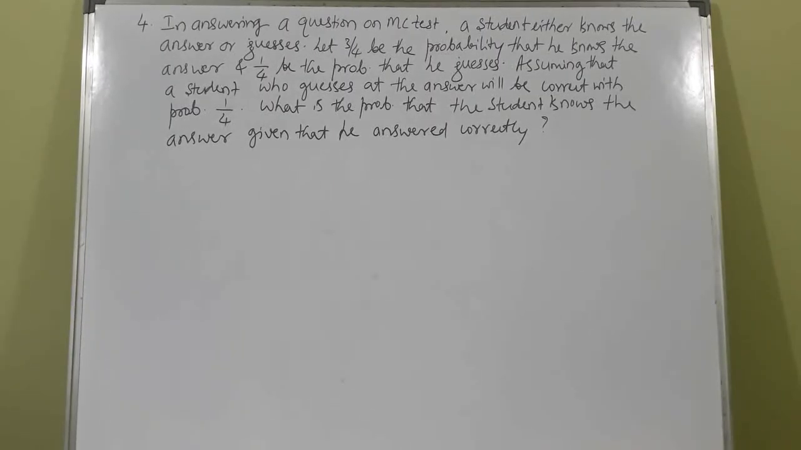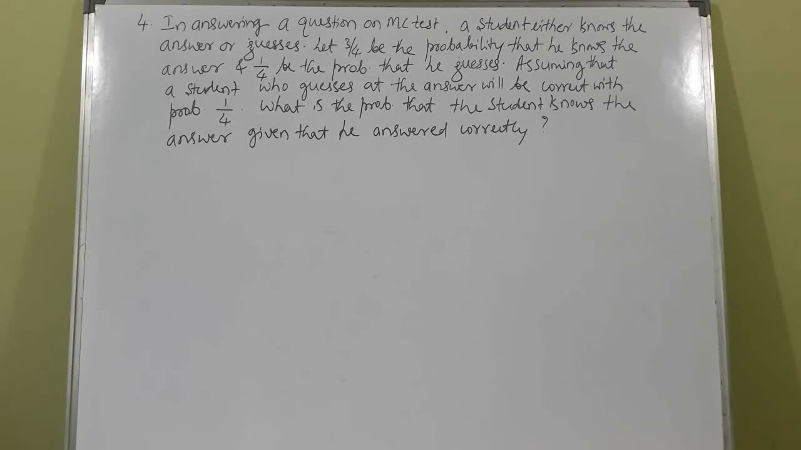In a question on a multiple choice test, a student either knows the answer or guesses. There are two possibilities. Let 3 by 4 be the probability that he knows the answer and 1 by 4 be the probability that he guesses. Assuming that a student who guesses at the answer will be correct with probability 1 by 4. See the difference between that 1 by 4 and this one. That is the probability of guessing. This is the probability of guessing the correct answer.